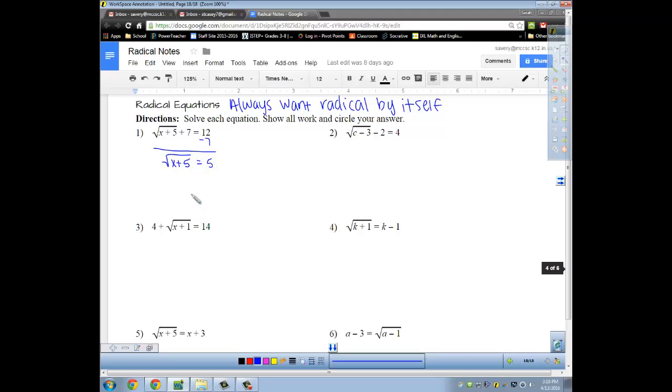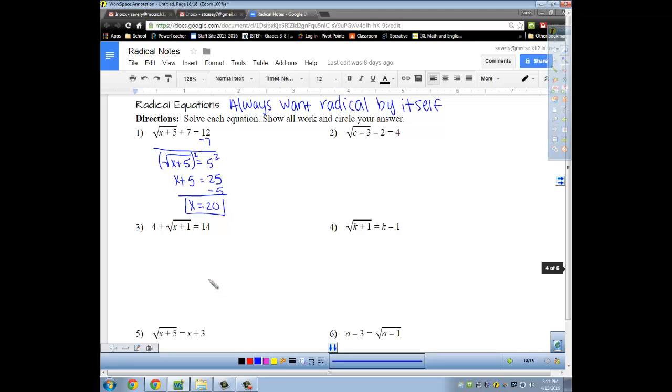Now the next part, I'm going to get x by itself, but before I can do that, I need to get rid of the square root sign. The best way to do that is to square both sides. So I'm going to square that and square that. So when you square something that's a square root, you're just left with what's on the inside. So I'm left with x plus 5 on the left, and then 5 squared, 25 on the right. And then it's just a one-step equation, so I'm going to subtract the 5 over to get x equals 20 as my answer.